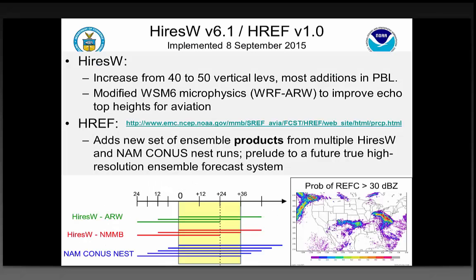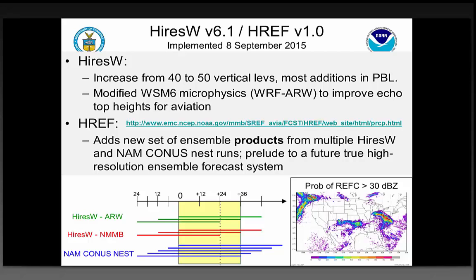And moving on to the high-res window, this was updated in September, and is likely the last update to the high-res window. There is a website here for a new product, the high-resolution ensemble forecast. An example here is a probability of reflectivity greater than 30 dBZ from that website.